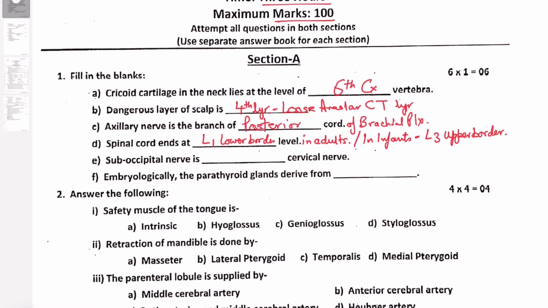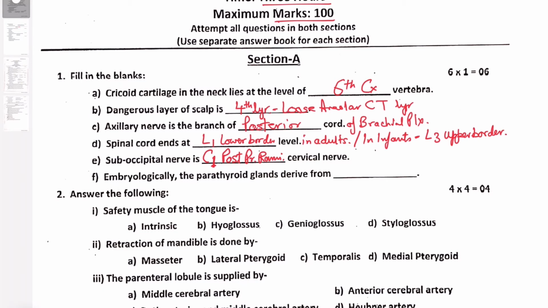Next question here is 1E. Sub-occipital nerve is dash cervical nerve. So remember, first of all, even if you've written it as C1, then also your answer is correct. But to be more precise, you can write it as sub-occipital nerve is C1 posterior primary rami. It is the posterior primary rami of C1 cervical nerve. That's the first cervical nerve. Posterior primary ramus gives out this nerve called sub-occipital nerve.